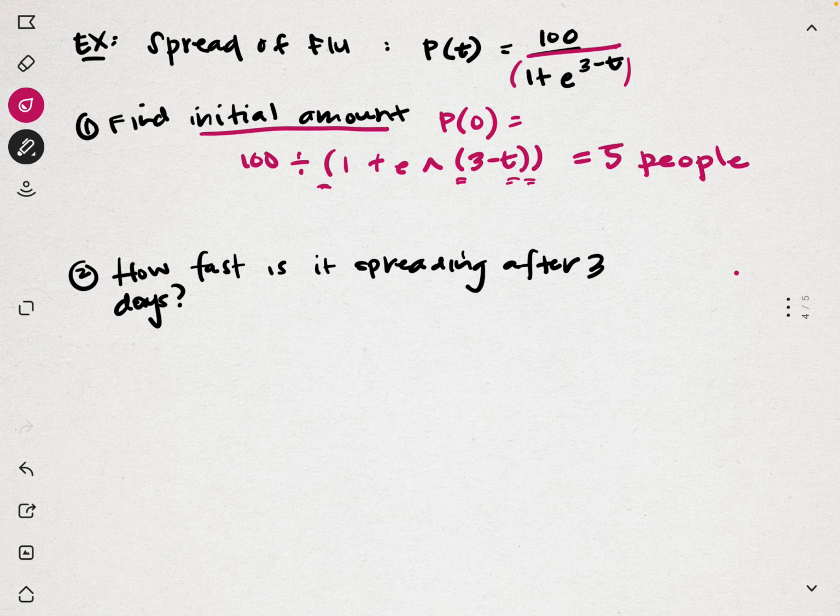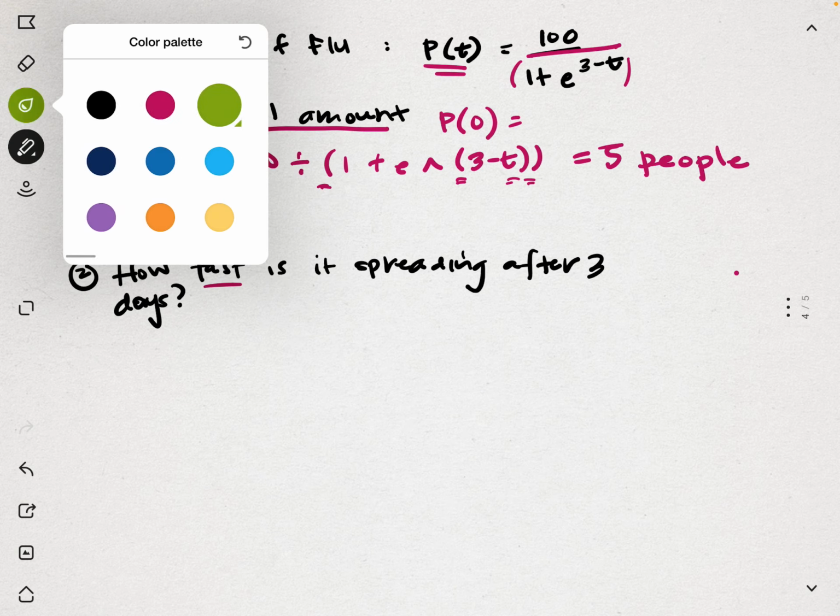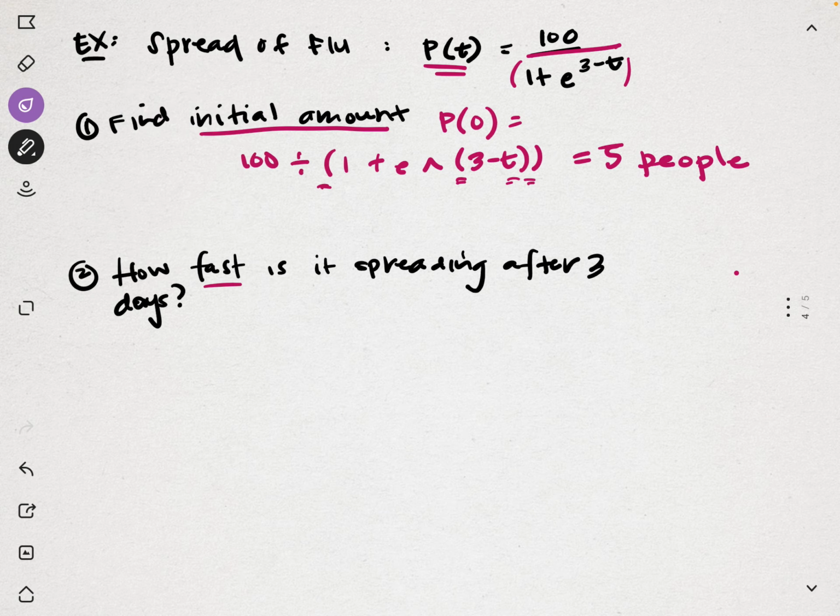Okay, number 2. How fast is it spreading after 3 days? So remember, this is how many people total. If we want to find out how fast, then we're talking about the rate of change, which means the derivative. So for this one, because it's talking about a rate of change at 3 days, we need to go ahead and do our derivative. So let's rewrite this.